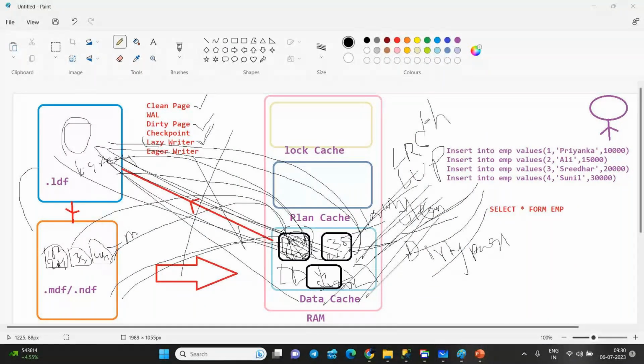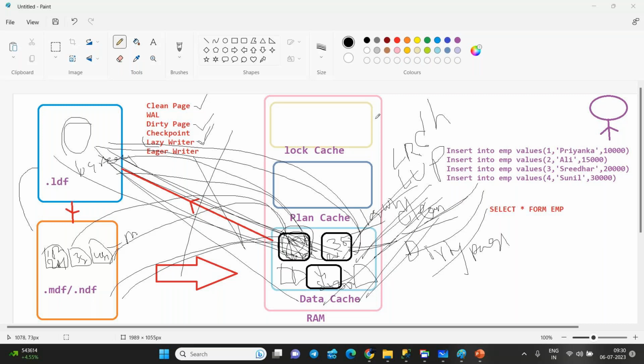Lazy writer, we don't have any control, sir. Basically it's a background process. Whenever lazy writer triggers, it will first move the data. Please make a note, it will move the data, then it will start flushing based on either least reference count or least used pages. You can call it by any name, sir.